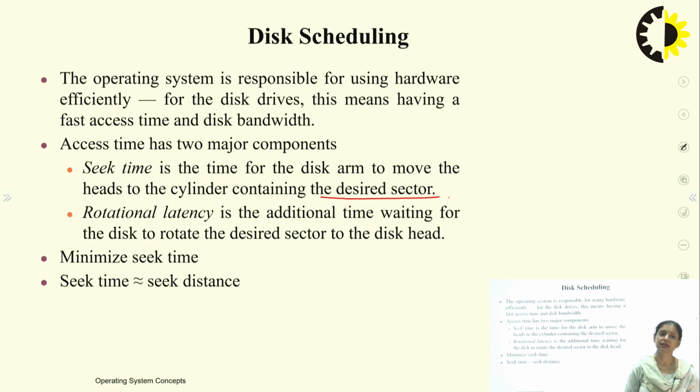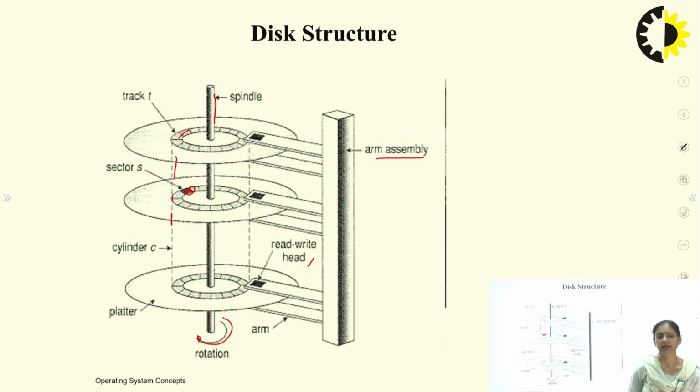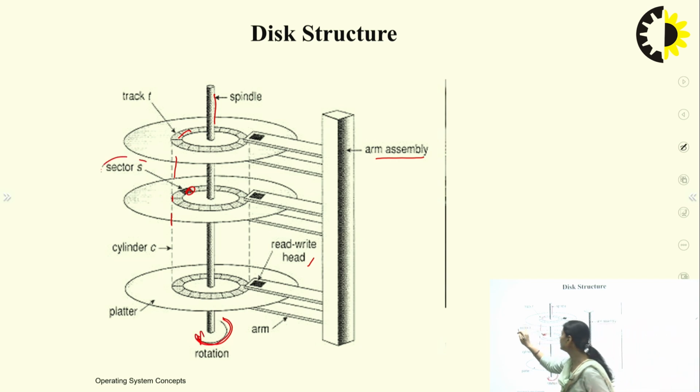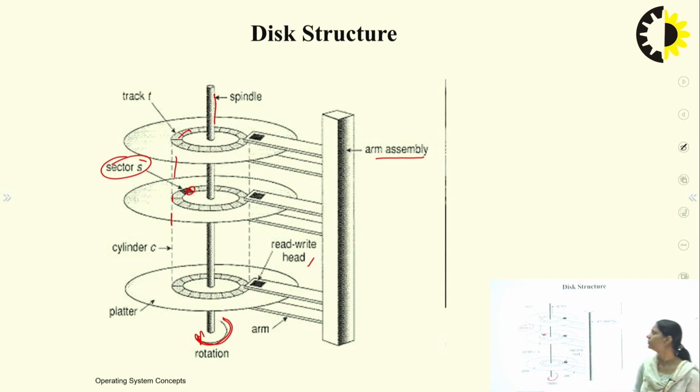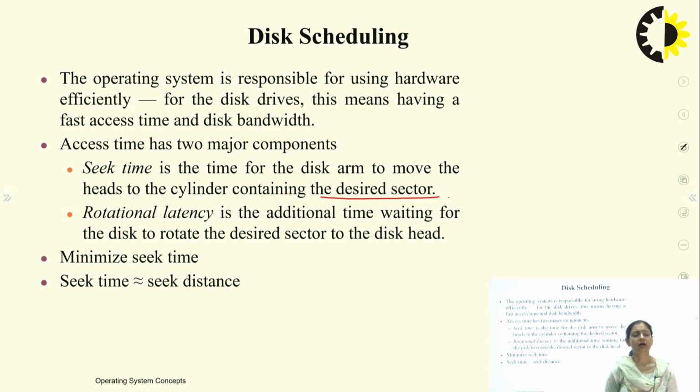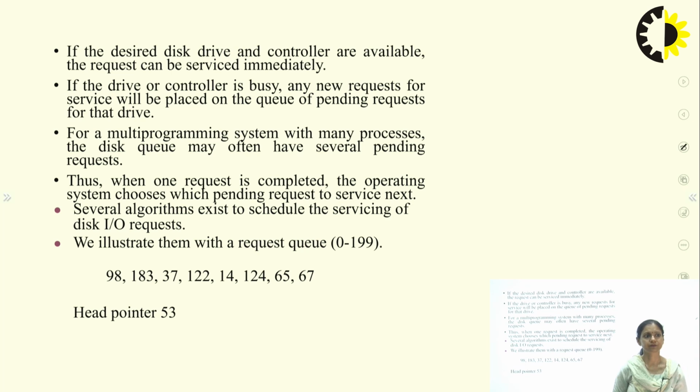Rotational latency is the additional time waiting for the disk to rotate the desired sector to the disk head. So rotational latency is basically related to this rotation, and seek time is related to the placement of the arm on a particular sector that we require. Our task is to minimize the seek time, and the seek time is basically proportional to the seek distance. That means the distance the arm is traveling is equivalent to the seek time.